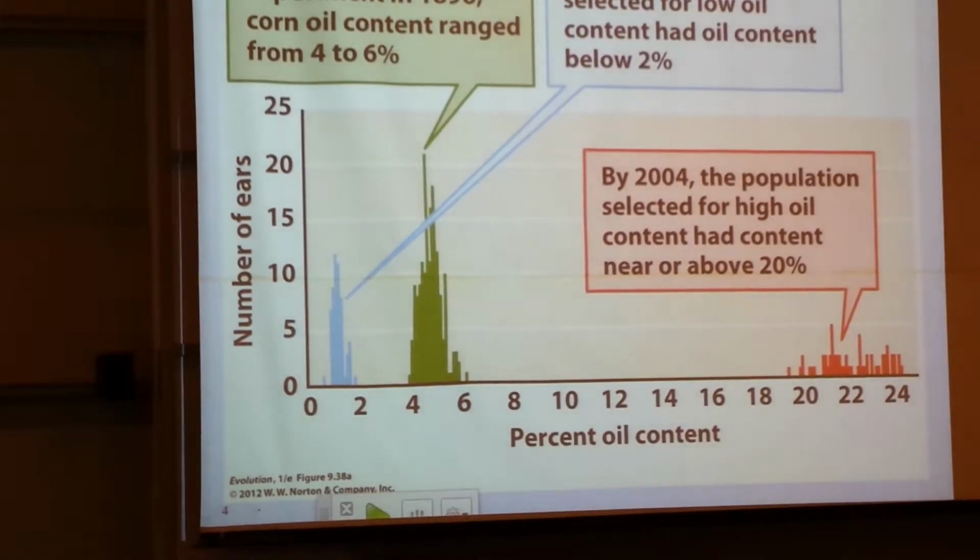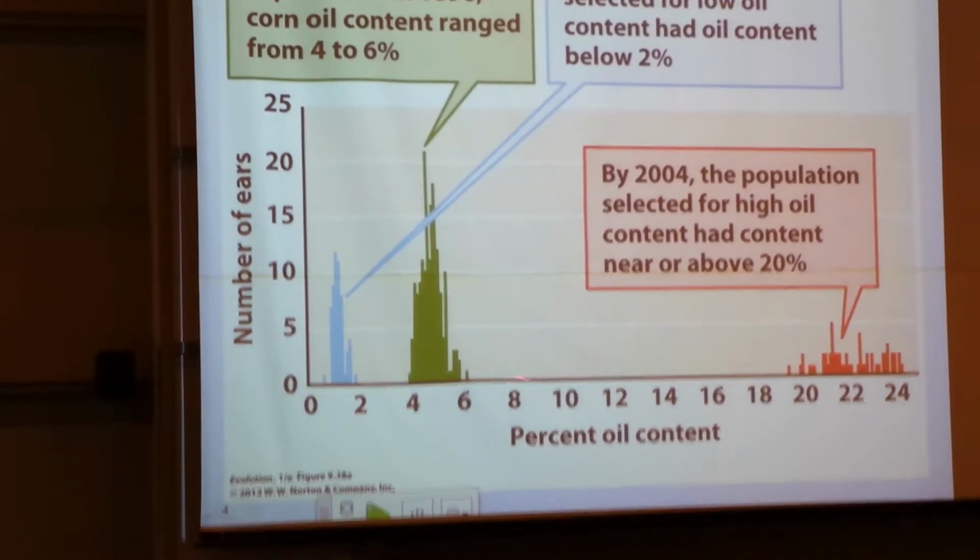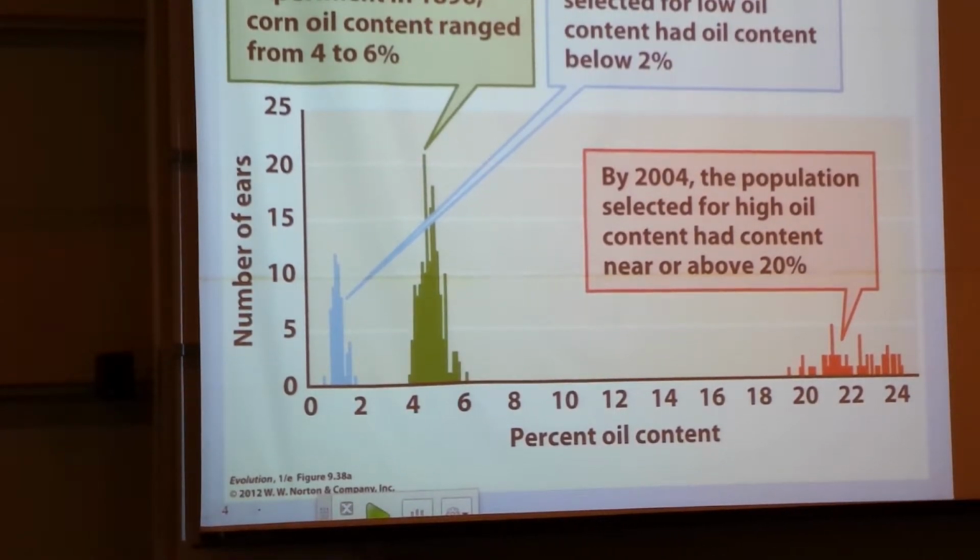And we can look at this data from another angle. This is the original data here, around 5% on average, fairly narrow distributions, and they were able to jack it up all the way to 20 for the high oil content and down below 2% for the low oil content. So this is a nice example of how you can select on this quantitative trait and really change the phenotypes over time.